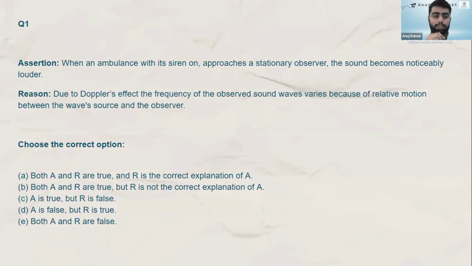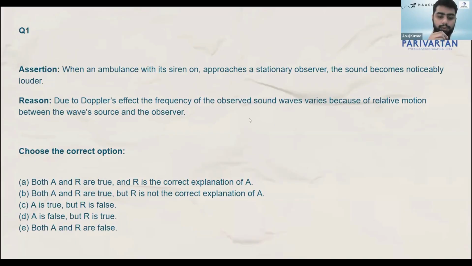So what do you think the answer to this question is? Can you all comment down? B. Okay. Anybody else? A. Okay. So those who have answered A, then the trap has been set, right.